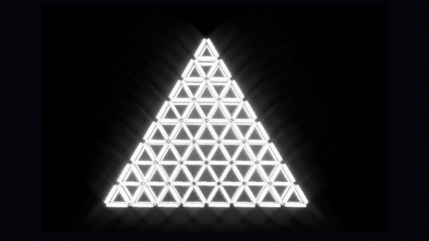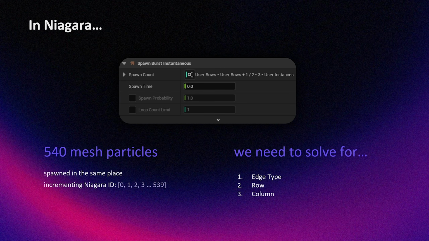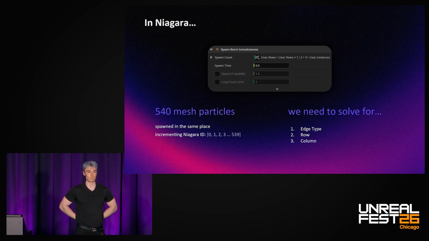So we're here, we need to get here. Right now, they're all spawning at the exact same place in a vertical alignment. We need to set their position and their rotation so that they end up in this lattice. In order to do that, we need to solve for what type of edge I am. So am I this edge, or this edge in the triangle, as well as what row and column I belong to. But currently, all that I know about each edge that differentiates them is my incrementing Niagara ID. So this is a unique identifier that belongs to every particle. It starts at 0, then goes 1, 2, 3, all the way up until 539.